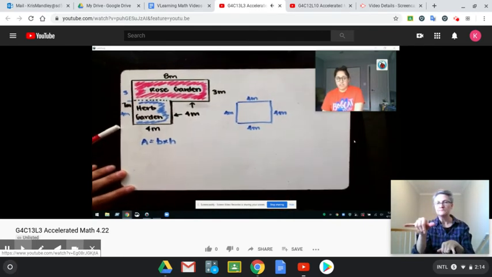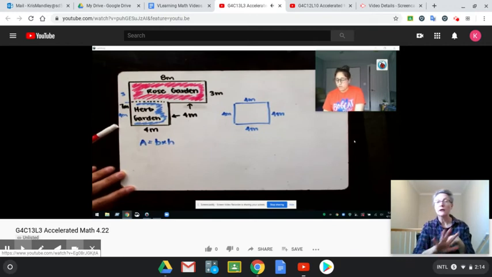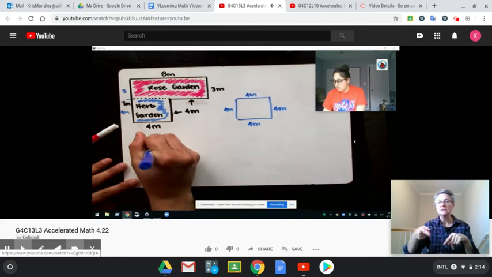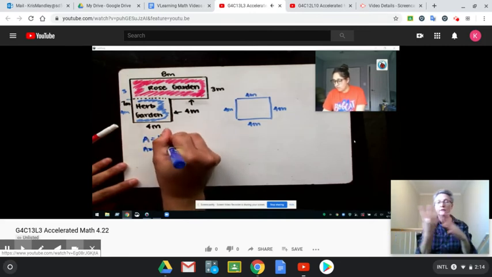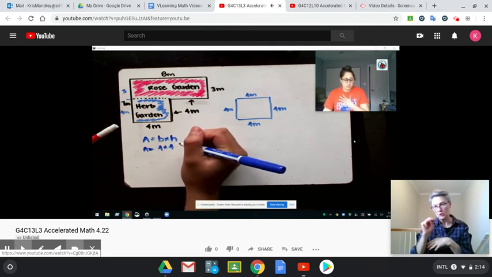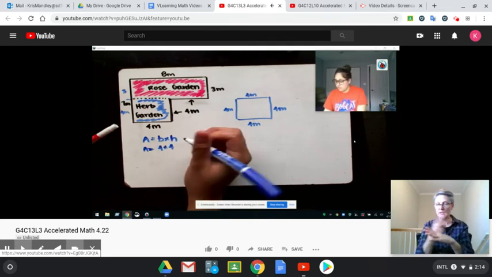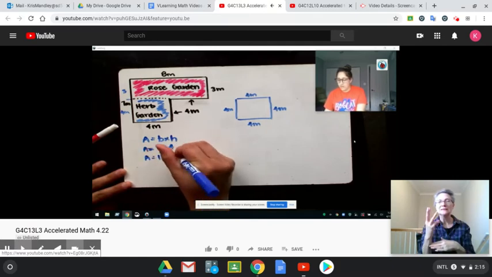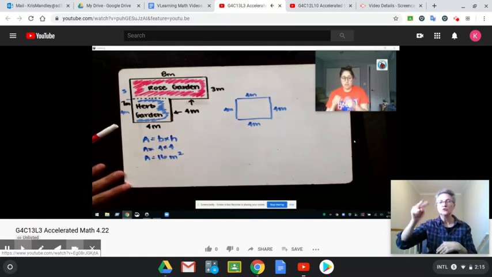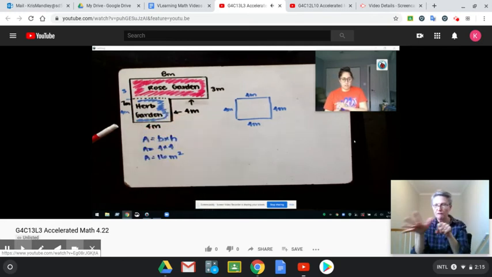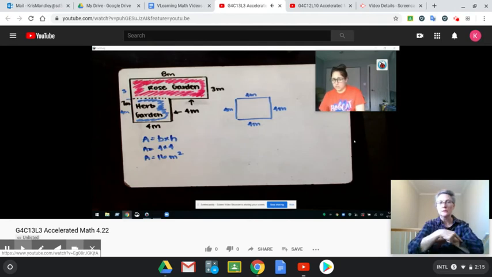So if we want to find the area of this square, we can do base times height, which would be, in this case, area equals 4 times 4. And remember, I'm thinking in meters this time, so 4 meters times 4 meters. So 4 times 4 is 16 meters squared, because we're thinking how many of those square units does it take to cover up this entire area of this herb garden? Now we can take the same strategy and apply it to the rose garden.